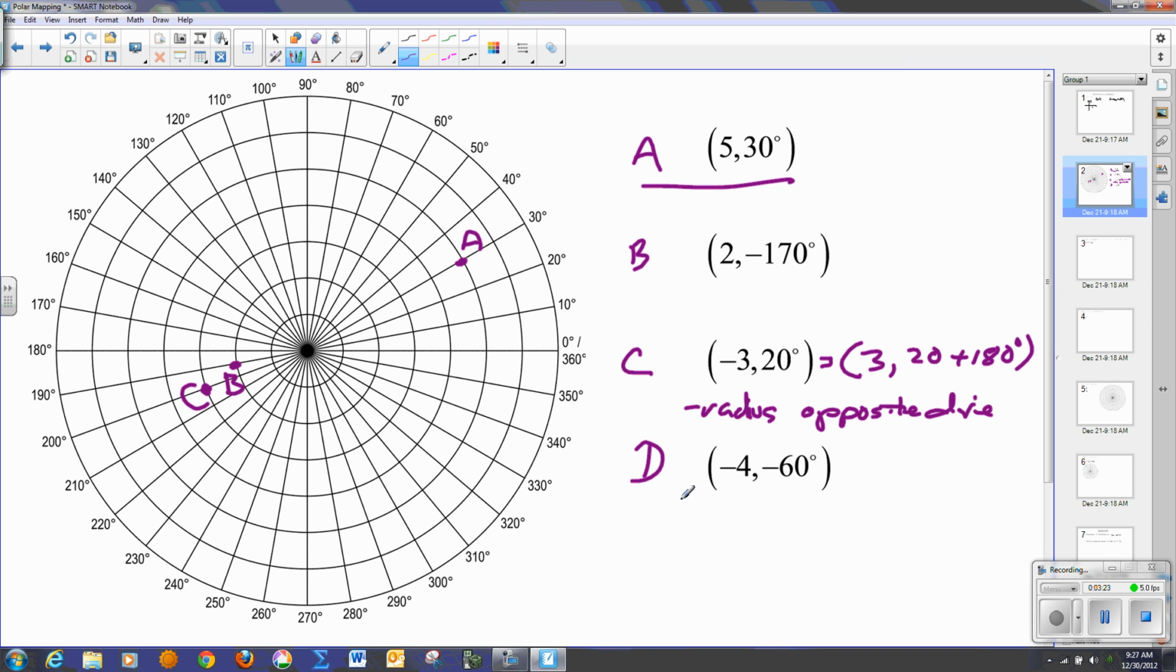Lastly, we have (-4, -60 degrees). So once again, we add the 180 degrees to that, and negative 60 plus 180 gives us (4, 120 degrees). So we go out a total of 4 in radius, 1, 2, 3, 4, and we go to 120 degrees. Plop the point down, and that's our point D. All right.